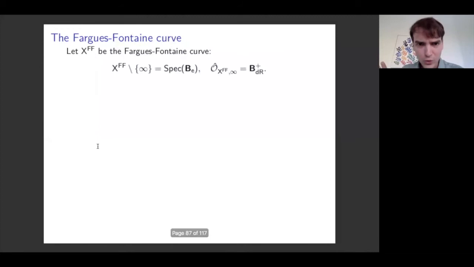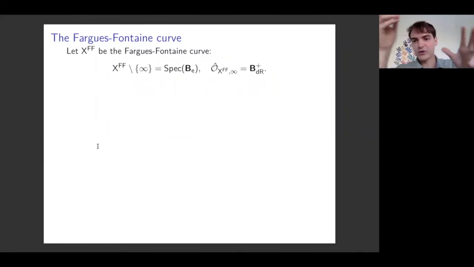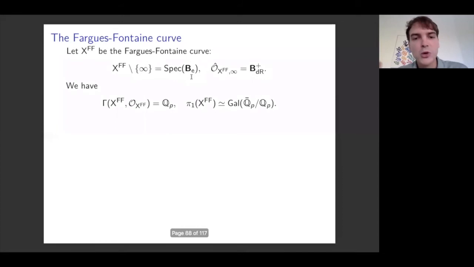It's a scheme, and there is a closed point on it where the complement of this point is simply the affine scheme given by B, the p-adic period ring that we saw earlier. And the completion at this infinite point is B_dR^+. So it's really a gluing of these p-adic period rings. The global sections of the curve are simply given by Q_p, and the étale fundamental group of this object is the Galois group of Q_p.